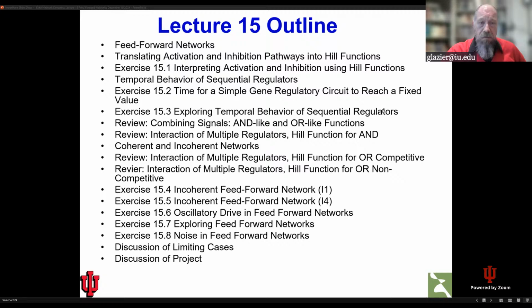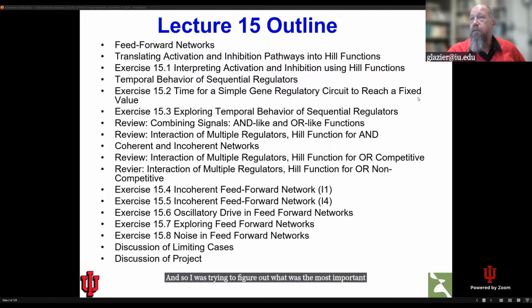Usually this material takes 2 lectures to cover, and so I was trying to figure out what was the most important part of it.